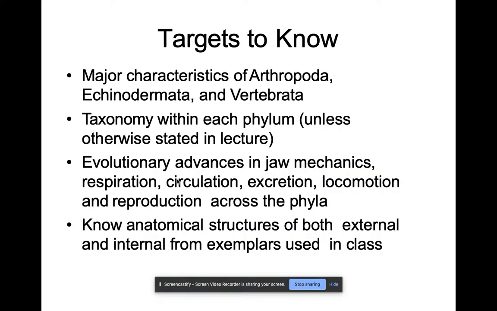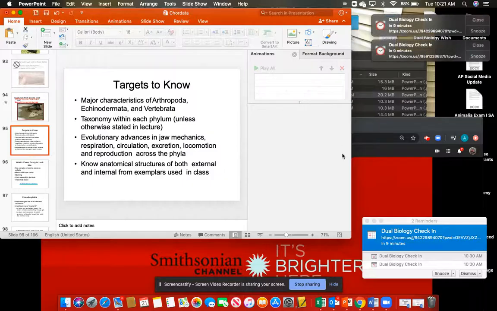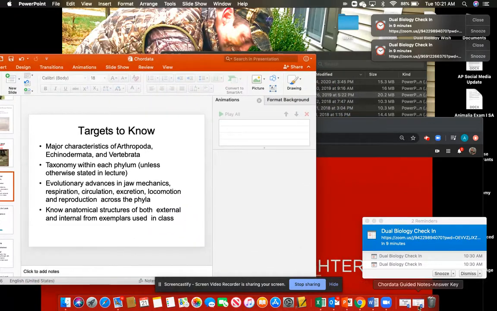So again, just a reminder for this last exam, a fairly decent exam. We're going to look at the characteristics of arthropods, echinoderms, and vertebrates. The taxonomy, again, I can't stress that enough, gets a lot of students, so spend some time with that. Get your hot sheet out, get your taxonomy sheet, and start doing that. Learn your evolutionary advances in jaw mechanics, respiration, circulatory system, excretion, which we talked about today, locomotion, and reproduction. And then, of course, know your anatomical structures as well.